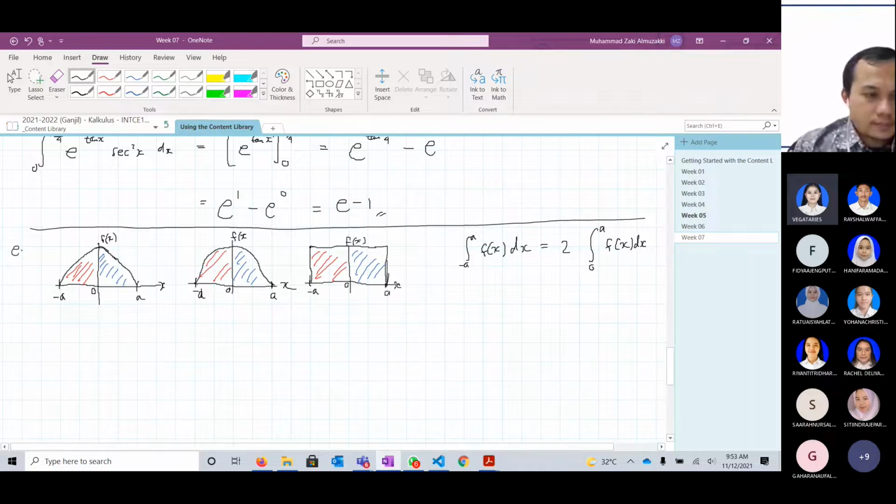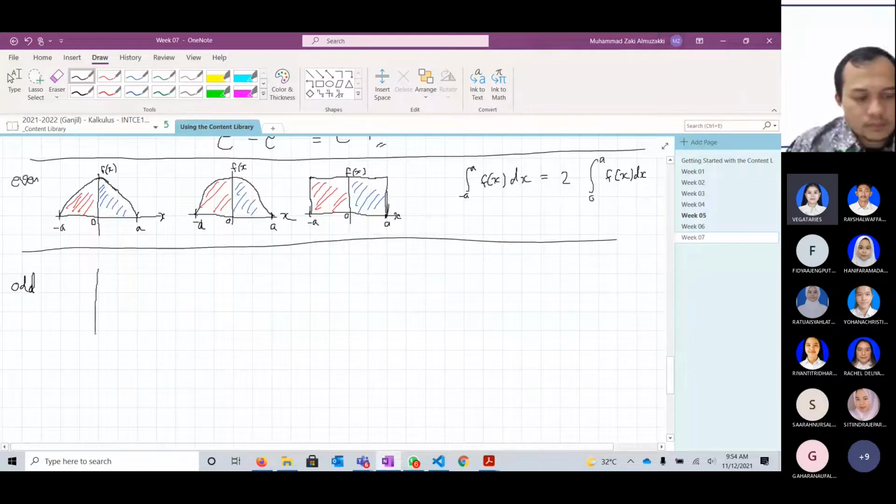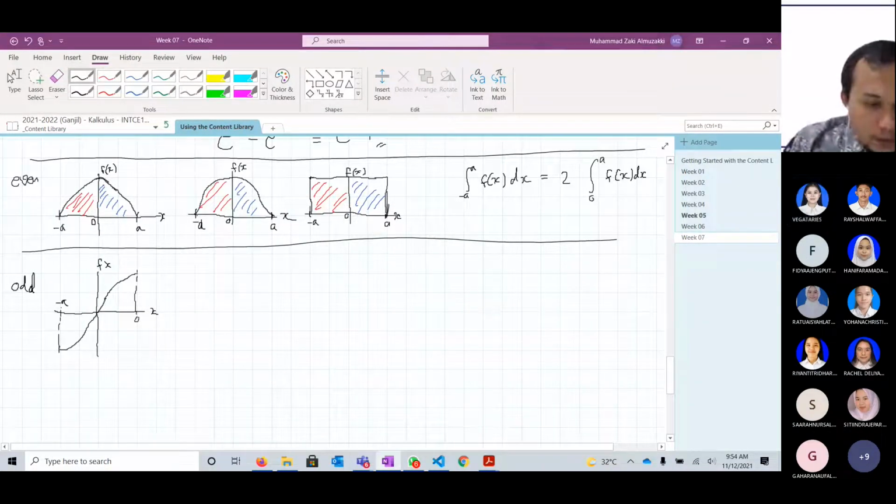This is an even function. Odd function. If we have an odd function, then the function looks like this. x, f(x), then the function might look like this, from minus a to a, yeah.